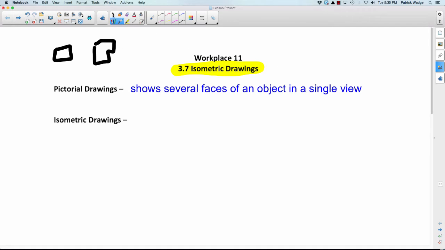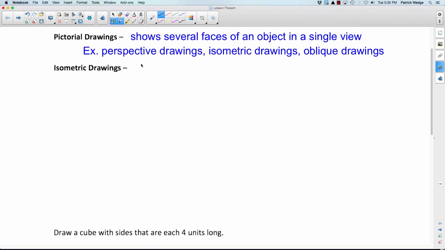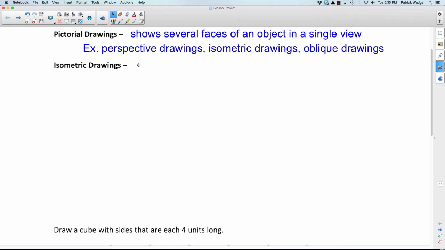But we have done an example of a pictorial drawing before. Remember when we did the perspective drawings, the 1-point perspective and 2-point perspective? Those are pictorial drawings because it was a single drawing we ended up with. Isometric drawings that we're doing today are also an example of pictorial drawings. And next day we'll do oblique drawings, and those are also pictorial drawings. So, isometric drawings, got a bunch of things to say about that.